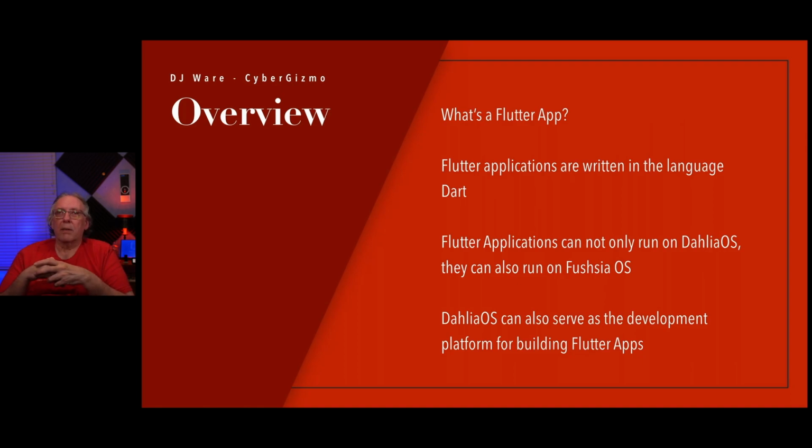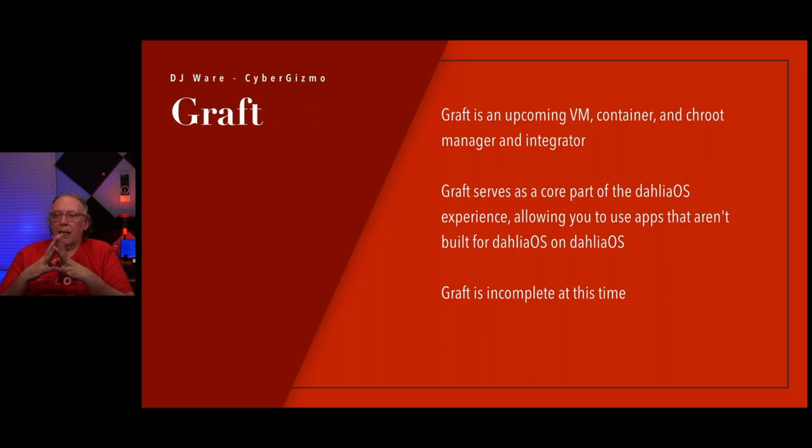And there are instructions on their site on how to set up the build environment for you to be able to do that. So one of the technologies that underlies Dahlia is Graft. Graft is kind of a unique package. It allows the creation, management, and execution of virtual machines and containers. And it also does an isolation environment based on what they say is Chroot. I don't know if that's the Linux Chroot or whether that's a different version of the Chroot system, but it also has the Chroot manager and an integrator to allow you to integrate applications into the system.